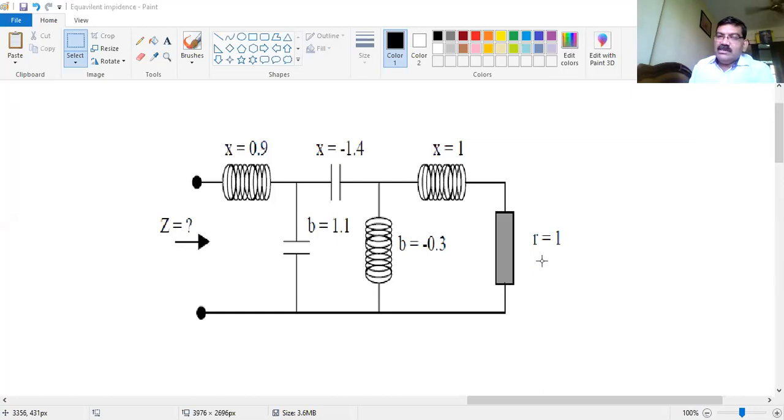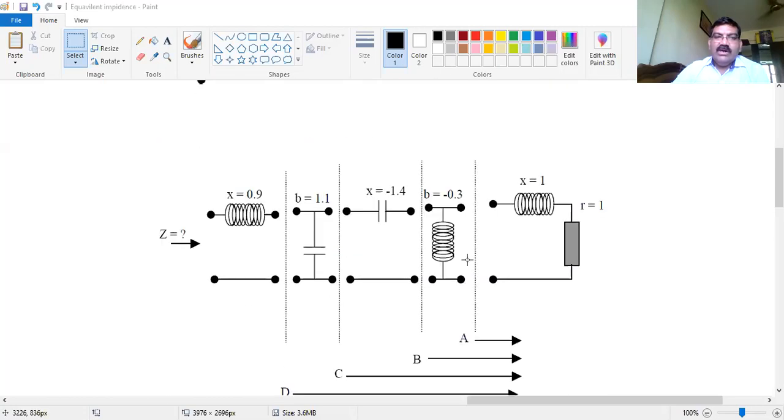The concept from the previous lecture, conversion of Y to Z or Z to Y, is required here. So ultimately what you have to find is the Z. So we will go to the Smith chart, one by one. For convenience, I'll split this entire circuit into parts. I'll take one element at a time, one in series, one in parallel, and accordingly I'll do that.